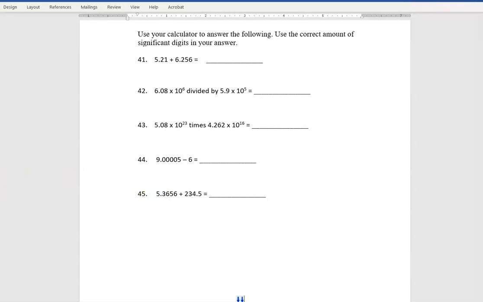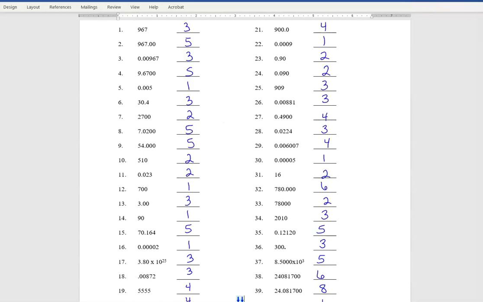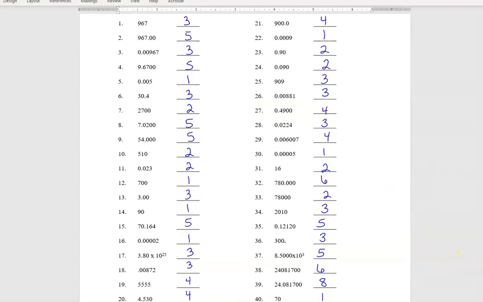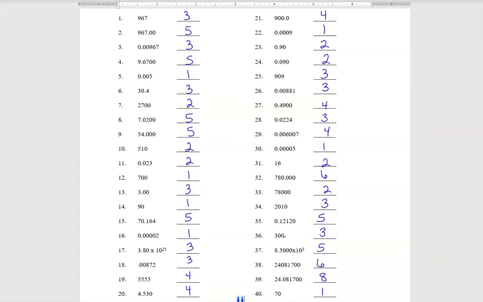If not, here are the answers to those. Here are the answers to the 1 through 40. And again, you can pause this and check your answers.